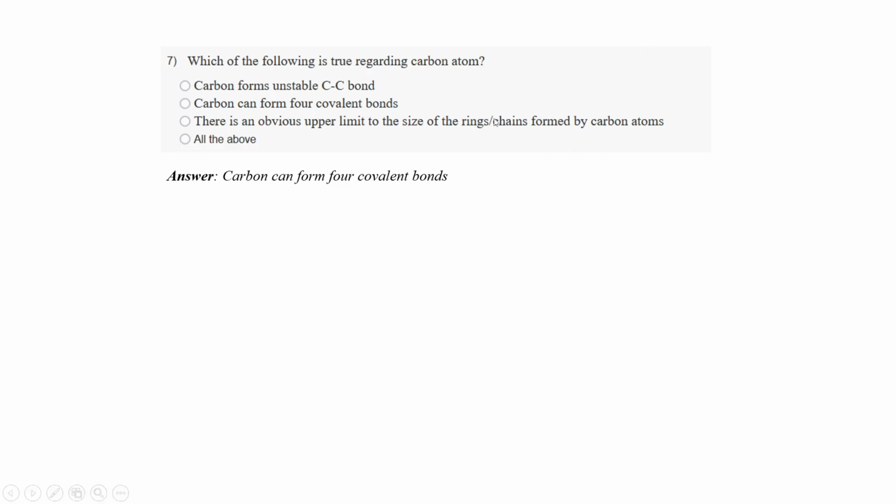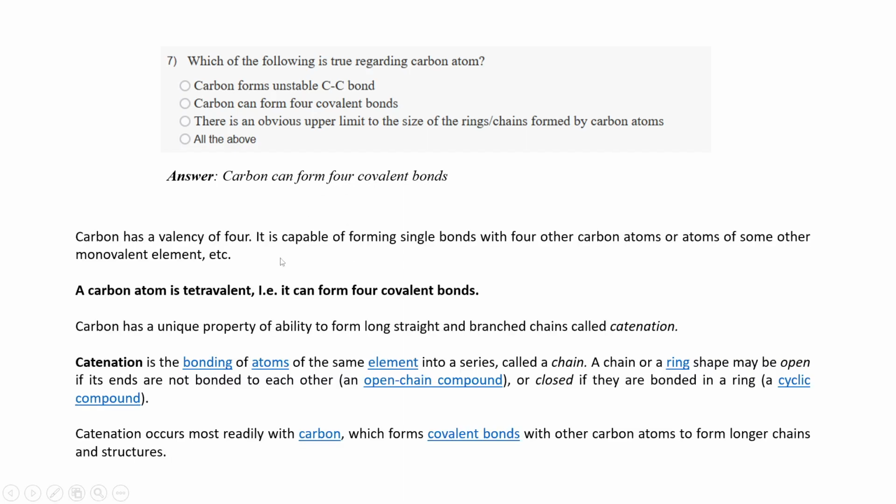Okay. So option B is the correct answer. Carbon can form four covalent bonds, because, as I told you, it has sp2 hybridization. Okay, so there are four unpaired electrons present in the outer shell of the carbon, so that can pair with the four. It can make four bonds.